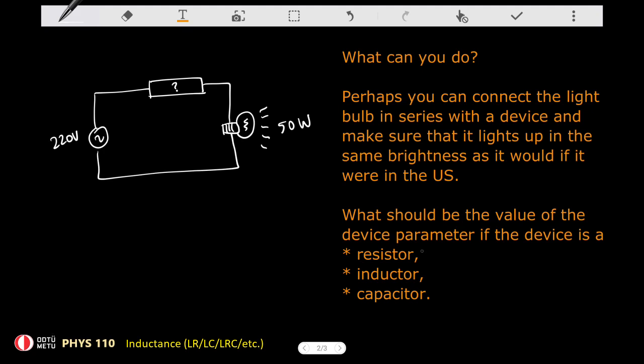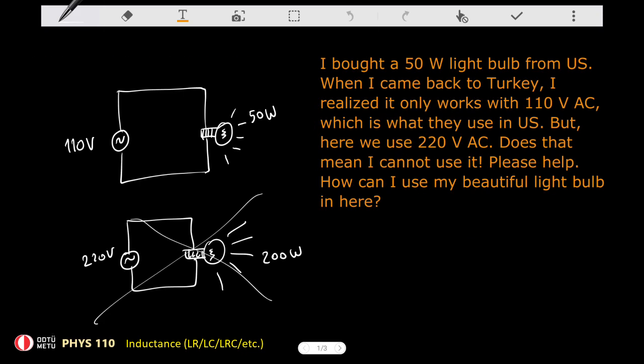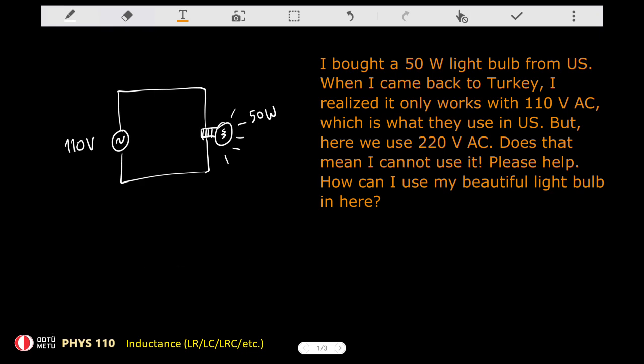What can that device be? I'm just going to consider simple choices. It can be a resistor, an inductor, or a capacitor. In each case, of course, we need to find the corresponding parameter: the resistance, inductance, and capacitance. I'm going to look at these 3 cases, and then at the end we can perhaps compare the advantages of each one. Before going further, let's talk about the possible value of the resistance of the light bulb.